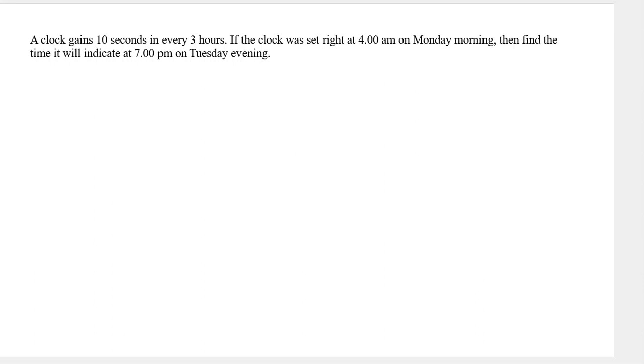A clock gains 10 seconds in every 3 hours. If the clock was set right at 4 a.m. on Monday morning, then find the time it will indicate at 7 p.m. on Tuesday evening.